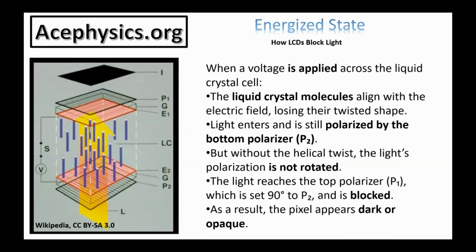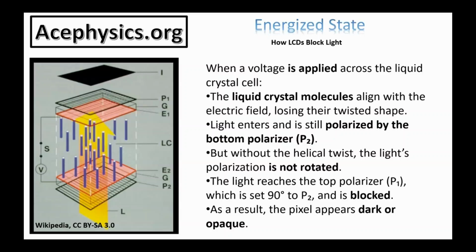In the on, or fully energized, state, applying voltage across the electrodes creates an electric field strong enough to override the weak dipole forces that normally twist the liquid crystal molecules. Although the electrodes are treated with rubbed alignment layers that guide the molecules into a twisted shape, the field forces them to align straight along its direction. Without the twist, the light's polarization is no longer rotated, so when it reaches the top polarizer, it's in the wrong orientation and gets blocked by the polarizer filter. As a result, the pixel appears dark or opaque.